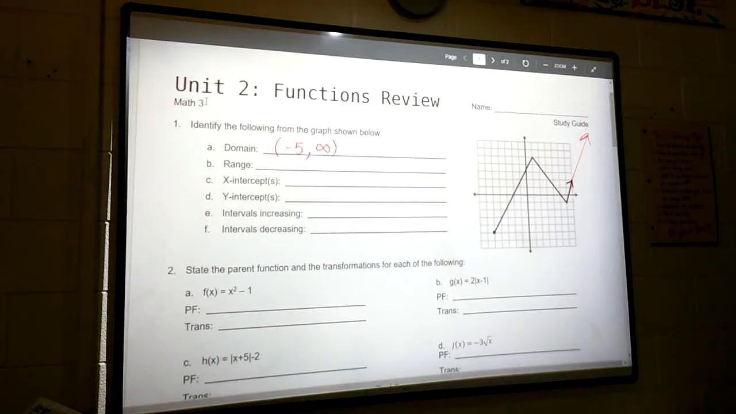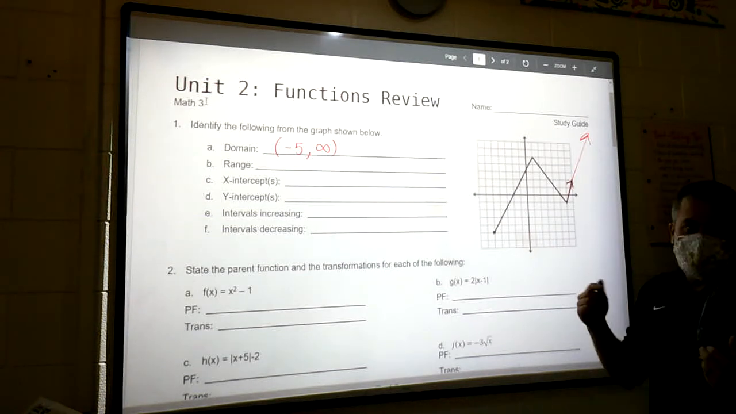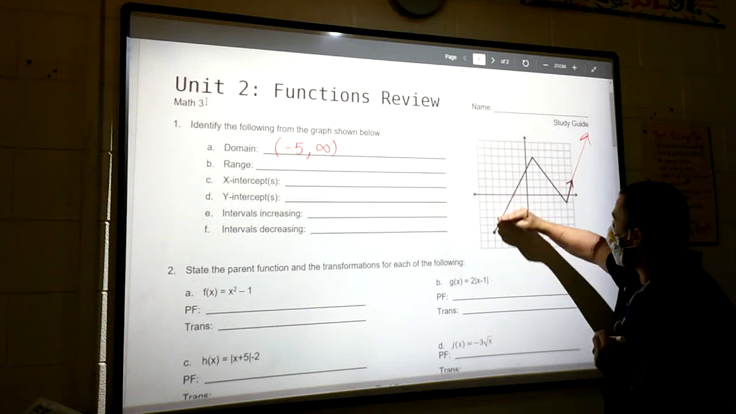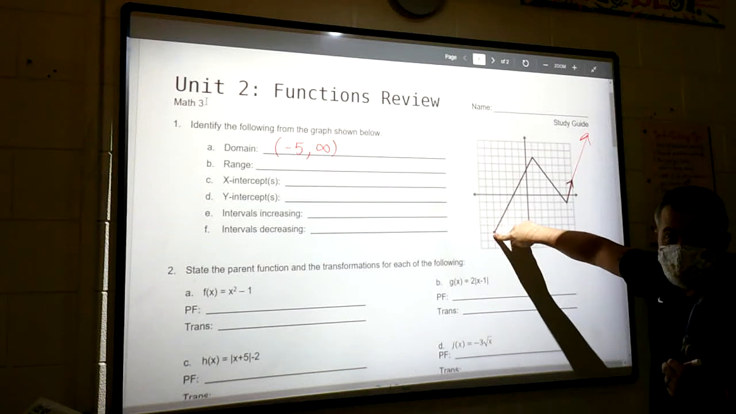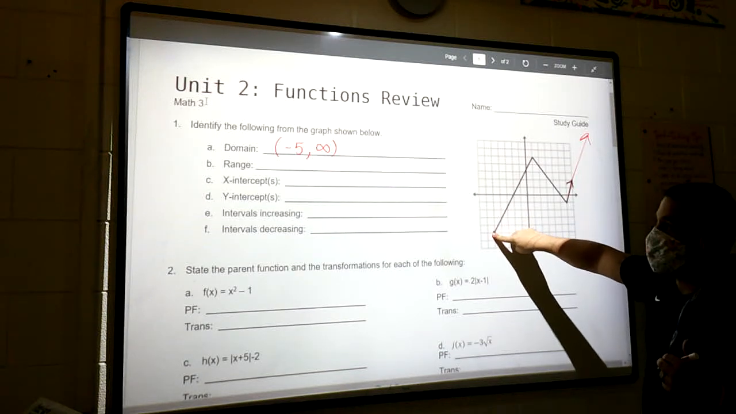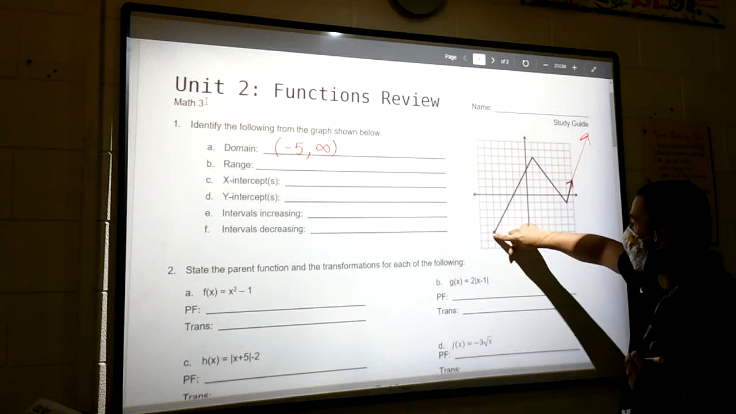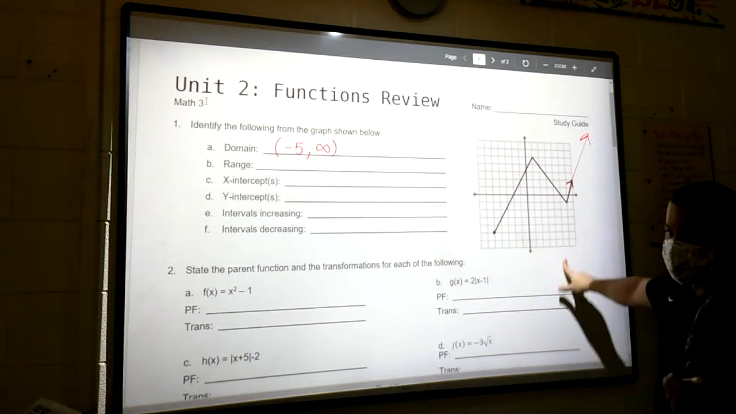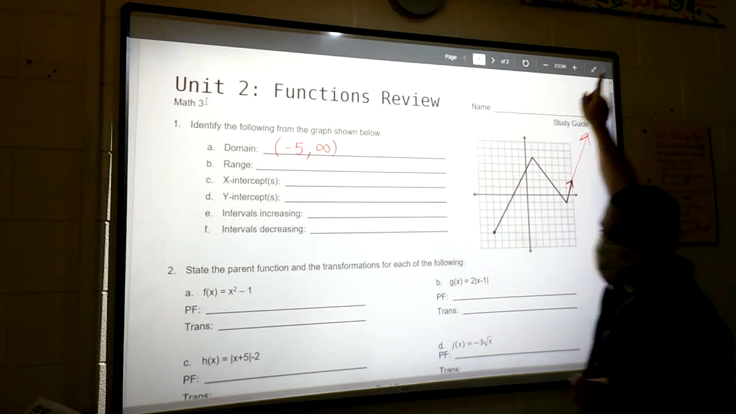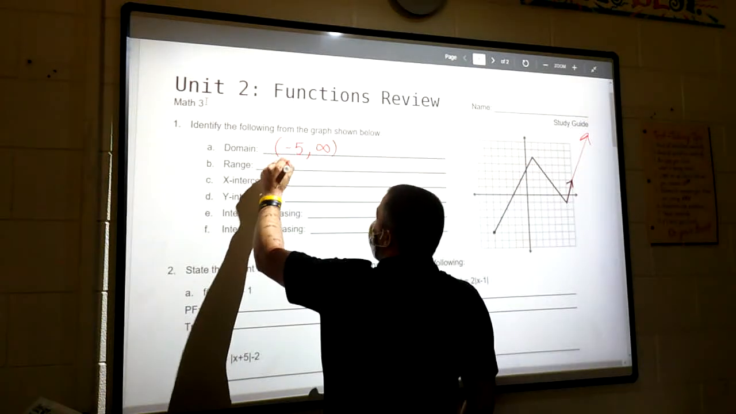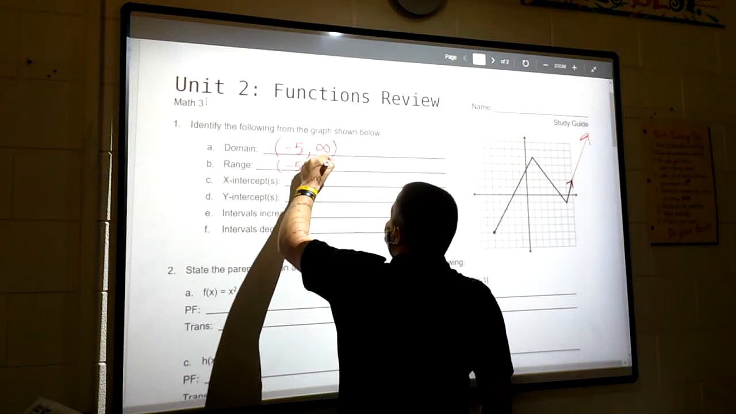That's the domain. The range is how low does the graph go to how high does the graph go. If you look at this, it's actually kind of tricky. The lowest point that the graph goes to is -1, -2, -3, -4, also -5. It's kind of strange that these are the same numbers, but it's okay. The lowest the graph goes to is -5. It never goes any lower than -5. And the highest the graph goes to is, because of the arrow, infinity. So the range is also -5 to infinity.